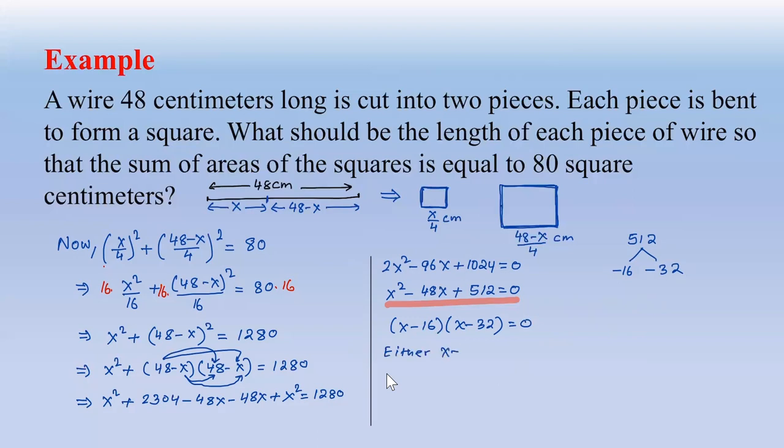So we can say now either X minus 16 equal to 0 or X minus 32 equal to 0, which implies X equal to 16 from the first, or 32 from the second. So one value of X is 16, the other one is 32. And if you add these two, it will be a total of 48. That means the first one is 16, then the other one is 48 minus 16, that is 32. So the lengths of the pieces of wire are 16 and 32 centimeters.